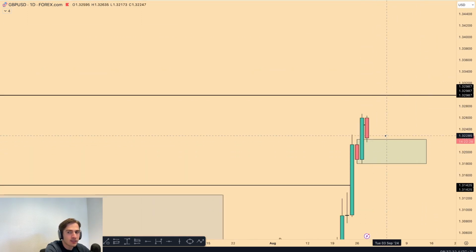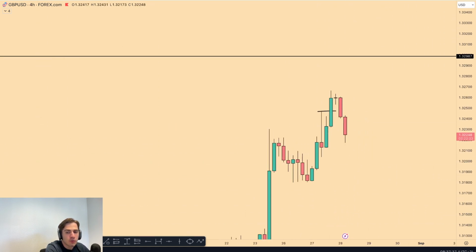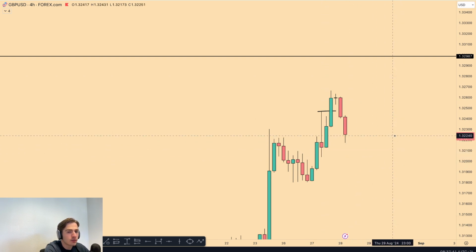Currently inside daily demand still. So yeah, we don't want to be trading against daily demand. Just keep that in mind. But of course, we could be potentially early to the party if we can break this 4-hour fractal low and see a strong candle close underneath it. To me, that would indicate a lot of bearish momentum.